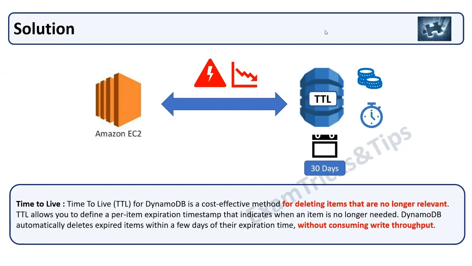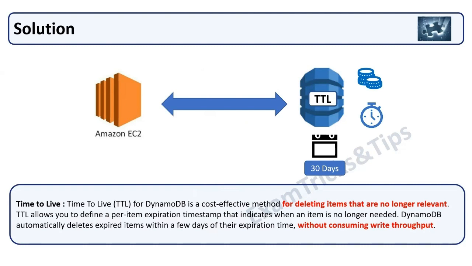And DynamoDB automatically deletes the expired item within a few days of expiration time. And the important bit here: without consuming the write throughput. So when it is doing deletion, it is not consuming any write throughput. That means, first of all, your data that you don't need disappears. You don't have to do any manual deletion.